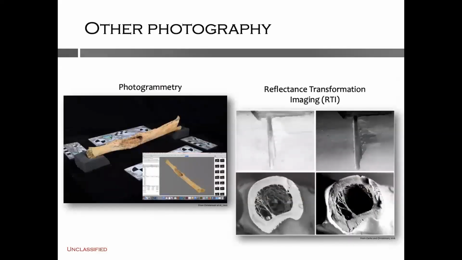Other photography approaches also have potential utility in bone fractography. For example, photogrammetry is shown in the image on the left here. Photogrammetry uses a series of photographs that are taken from different angles to create a 3D model of the object being photographed. On the images on the right, we see an example of reflectance transformation imaging, or RTI.